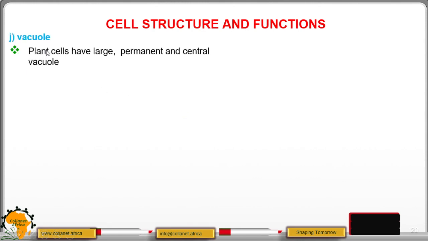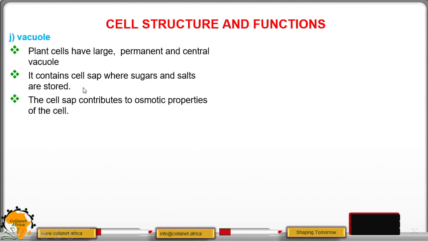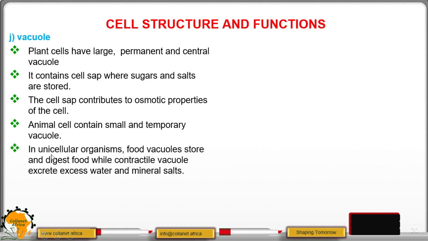The vacuole is the other part, and plants have large, permanent, and central vacuole that contains the cell sap where sugars and salts are stored. The cell sap contributes to osmotic properties of the cell. Animal cells contain small and temporary vacuole, and in unicellular organisms, food vacuoles store and digest food, whereas contractile vacuole excretes excess water, as in the case of amoeba.